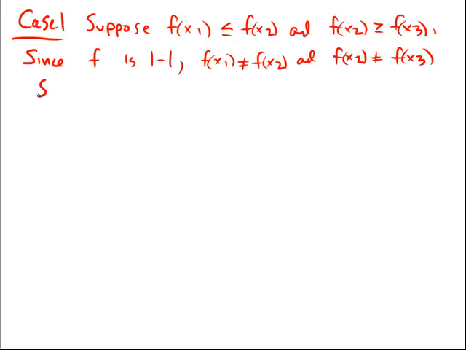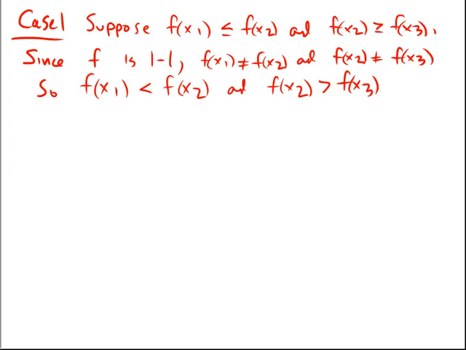So we actually know a little bit stronger. We know that f of x1 is either less than or equal to f of x2, but it's not equal. So f of x1 is actually strictly less than f of x2, and f of x2 is bigger than f of x3.